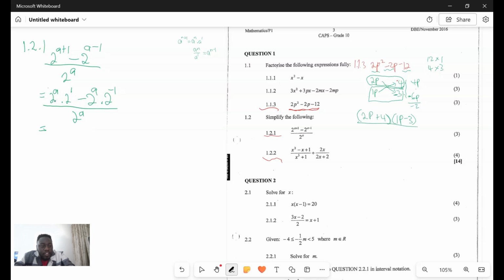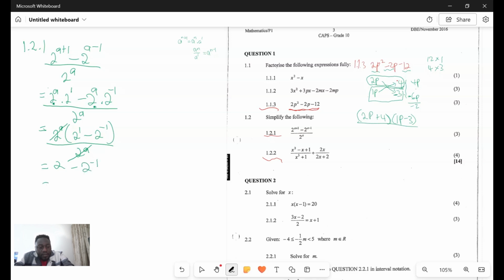The common factor here is 2 to the power of a, and also 2 to the power of a, sorry. I will remove it as a common factor and then say 2 to the power of a times (1 minus 2 to the power of negative 1), close bracket, and all divided by 2 to the power of a. Do you see that the 2 to the power of a and 2 to the power of a cancel each other, and then you are just left with 2 minus 2 to the power of negative 1.